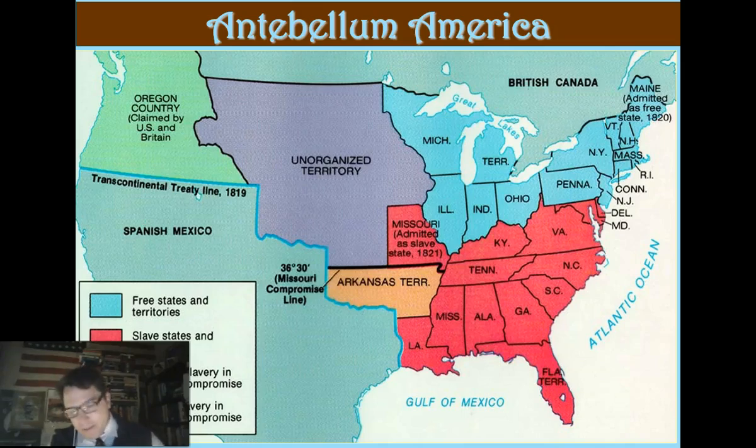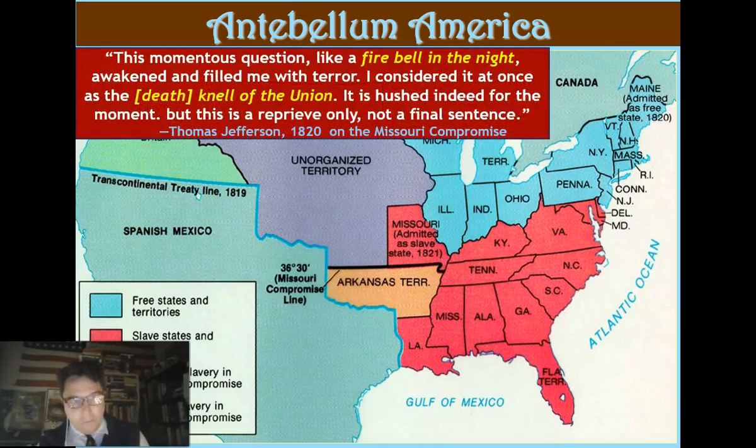So, did the Missouri Compromise settle the issue of slavery in the Western Territories forever? Well, not if you ask Thomas Jefferson. Remember, this is the guy who bought the land that contains Missouri, as well as all of the rest of the purplish and orangish territory. When he heard about the debates over slavery in Missouri, Jefferson wrote, "The momentous question of slavery in the Western Territories, like a fire bell in the night, awakened and filled me with terror. I considered it at once as the death knell of the Union."